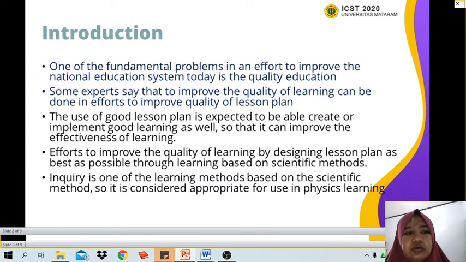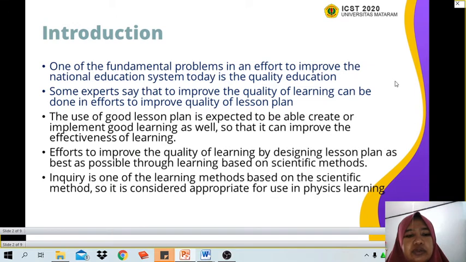Okay, now we are going to the introduction. As we know, one of the fundamental problems in an effort to improve the national education system today is the quality of education. Some experts say that to improve the quality of learning can be done by improving the quality of lesson plans. The use of a good lesson plan is expected to create good learning as well, so that it can improve the effectiveness of learning. Efforts to improve the quality of learning by designing the lesson plan as well as possible are through learning based on the scientific method.